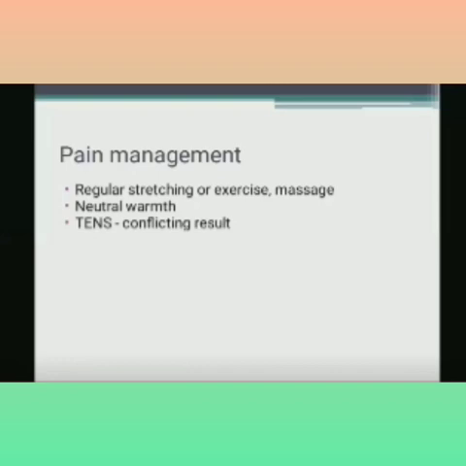Then they can use the TENS also, but TENS has a little controversial result. So if it is giving pain relief, then it can be used. Otherwise, sometimes what happens is there is a stimulation in the nerve, so obviously there is a chance of further fatigue of the process of the nerve. That's why it may cause an increase in pain sometimes. You have to be careful during applying the TENS.